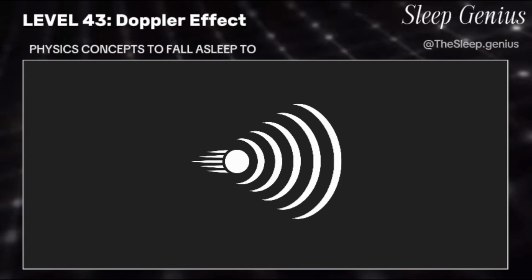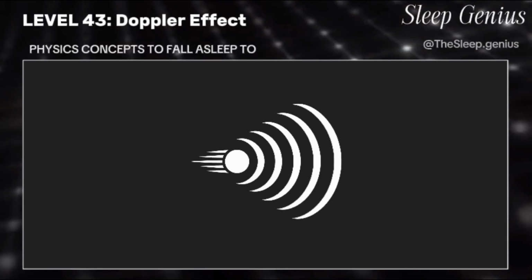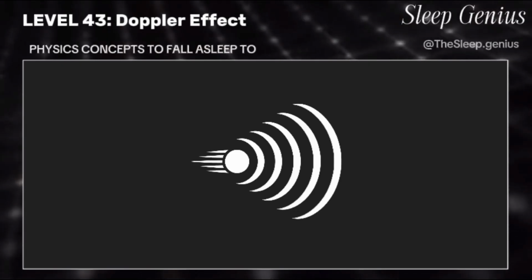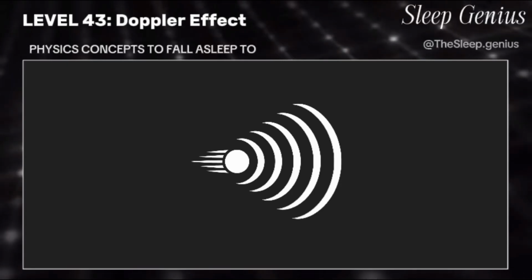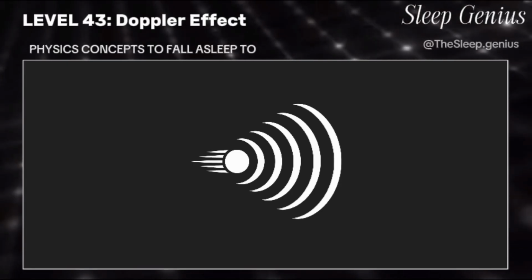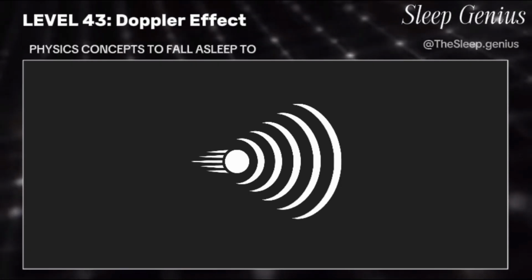Sound becomes higher in pitch when approaching and lower when moving away. Light shifts toward blue or red. The effect follows a clear sequence based on motion direction. The Doppler effect is noticed when a siren passes by and the pitch suddenly changes. Astronomers observe color shifts in stars to understand movement.